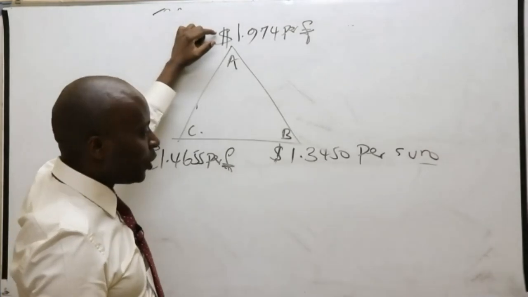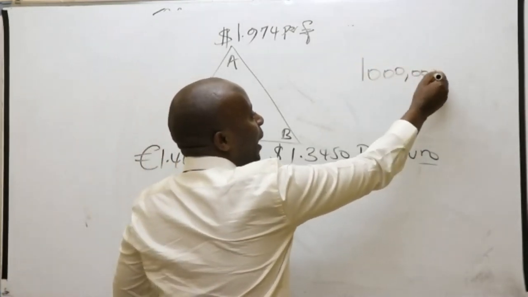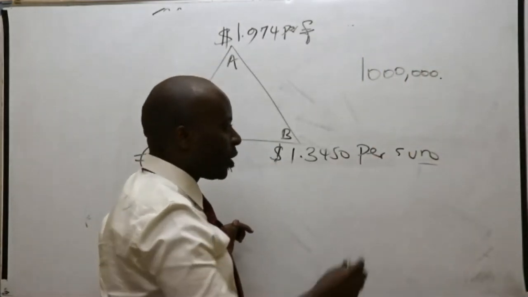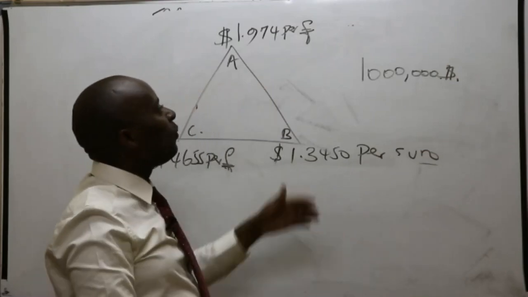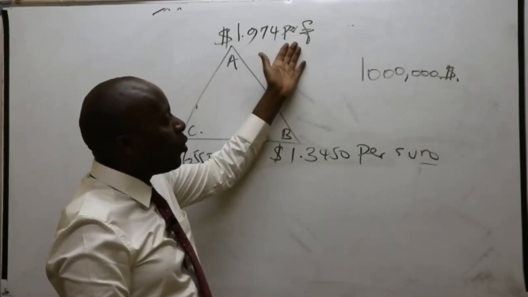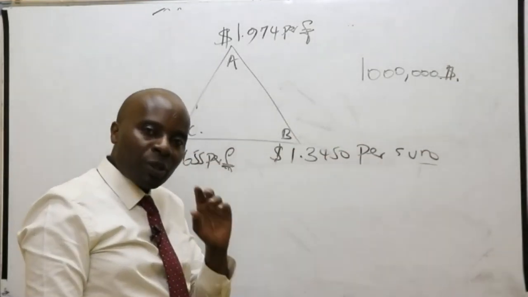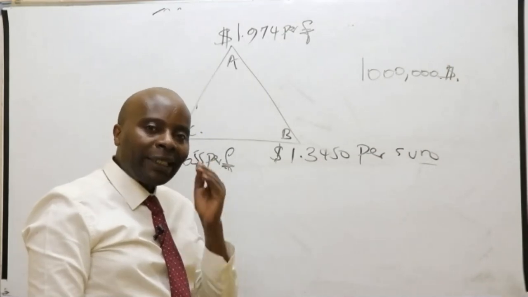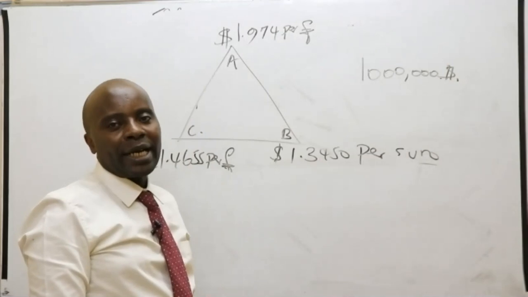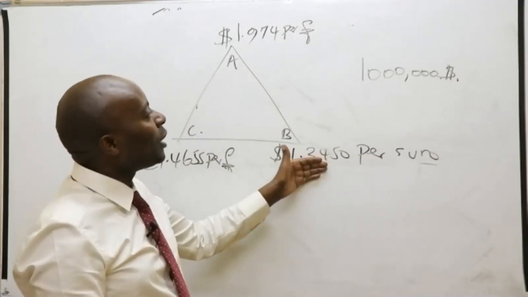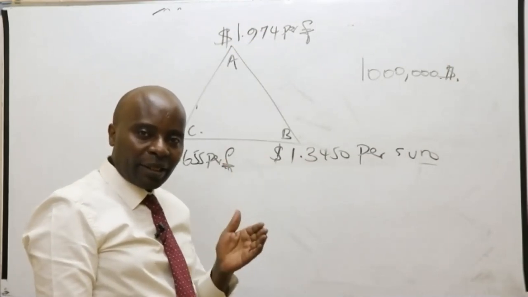Remember when we began, ladies and gentlemen, we were told that this person has got how much here? The person had $1 million. So with $1 million, he has an opportunity of either buying this pound or buying what here, the euro. We are always advised for us to be able to succeed, always attack weaker currencies first. That is why we should not have gone for this stronger currency. Start by attacking the weaker currency.